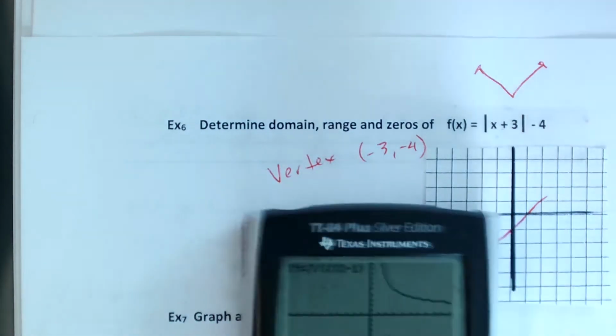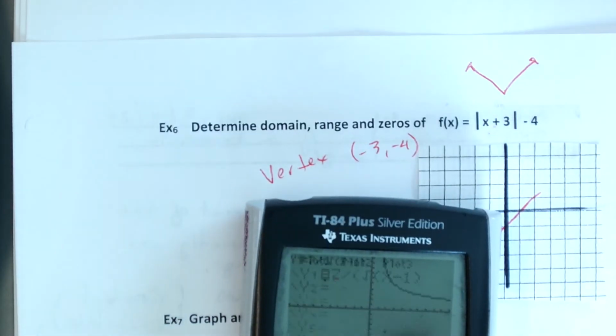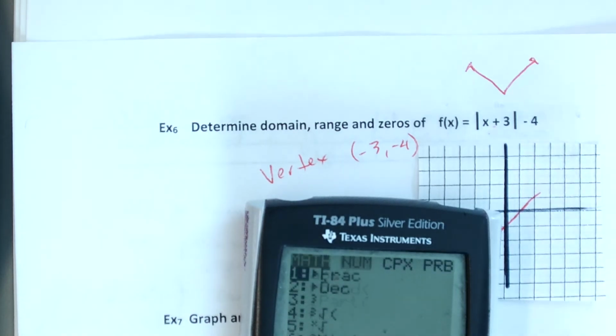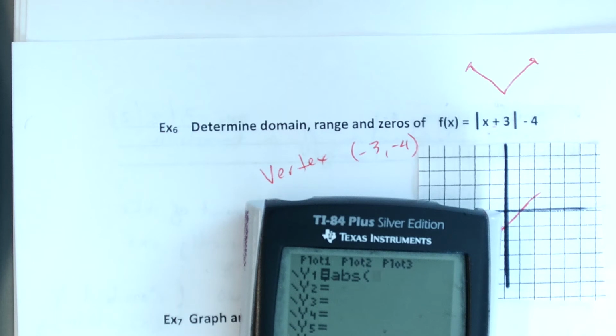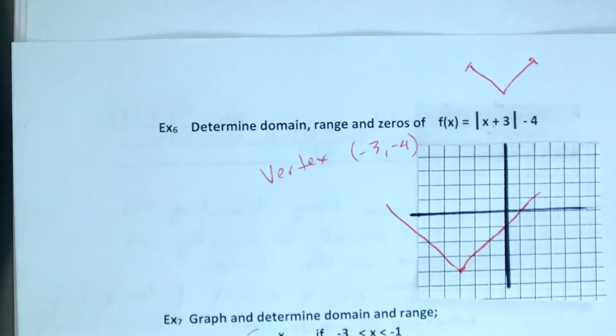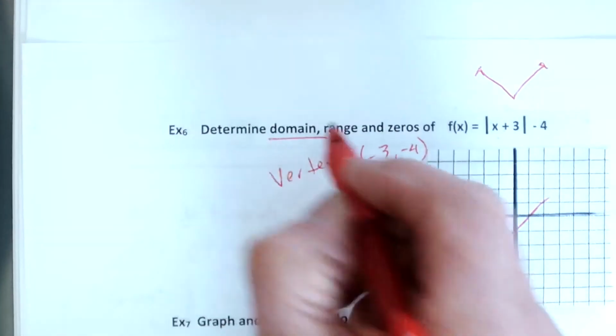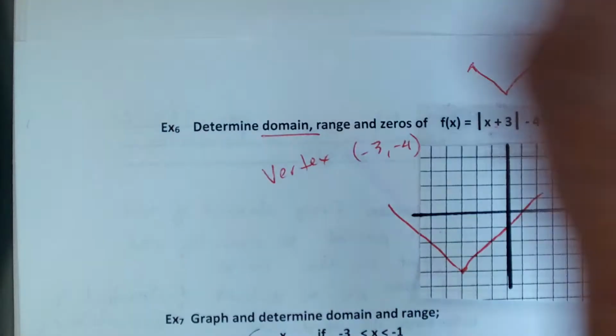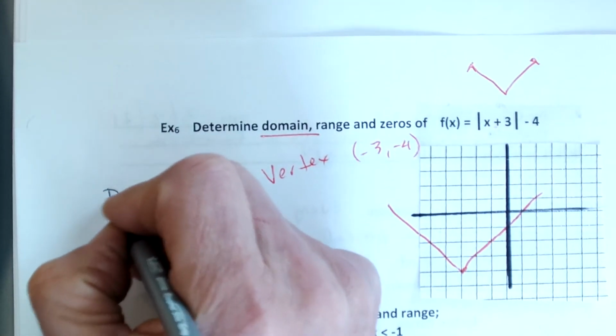And you can actually put it in your graph. You just have to be careful how you put it in. Y equals clear math, ABS. See, I'm good on these, aren't I? X plus 3, and then minus 4. Let me go ahead and graph for you there. There it is. It's exactly what I have, right? You guys agree? So, domain. Well, how wide is this graph? What do you think? Domain. How wide is this graph?